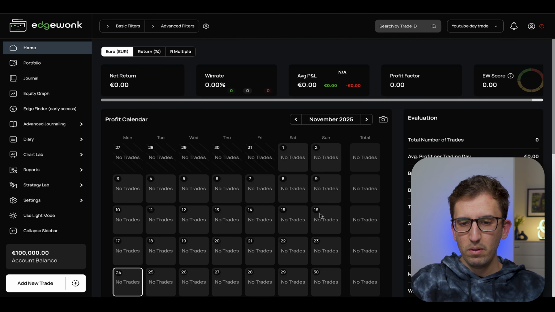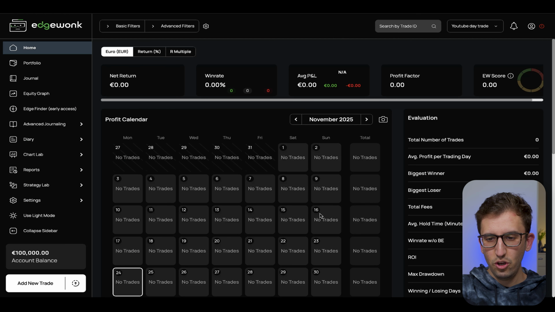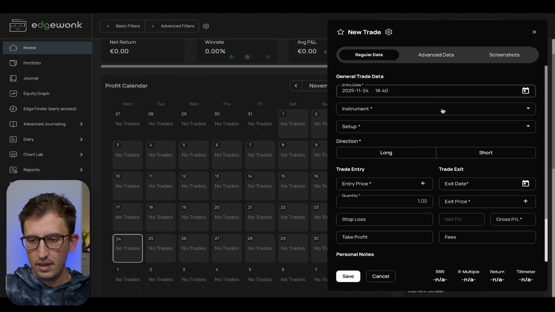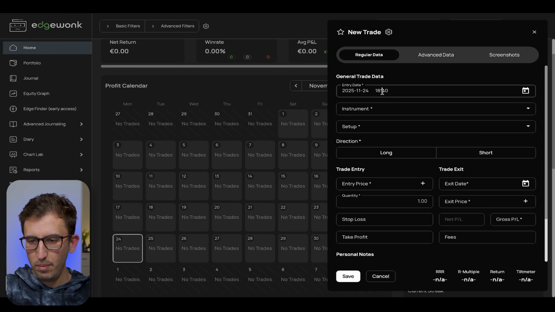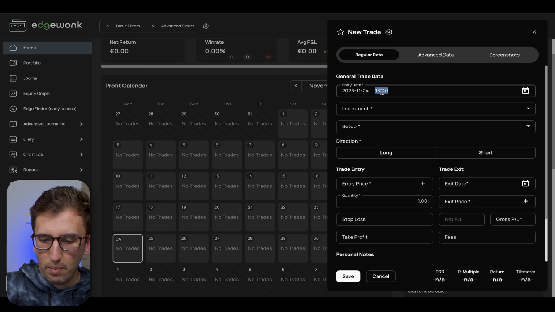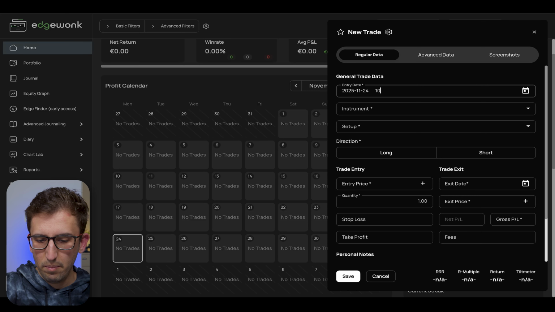Let me give you an example of how to journal. So let's say today I want to journal. So I would click on add new trade. And then now I would put the entry date and I will put the time. So let's say I took the trade today, 24th of November. And let's say the time I took it, let's say I took it at 10 a.m. So here you can write 10 a.m.